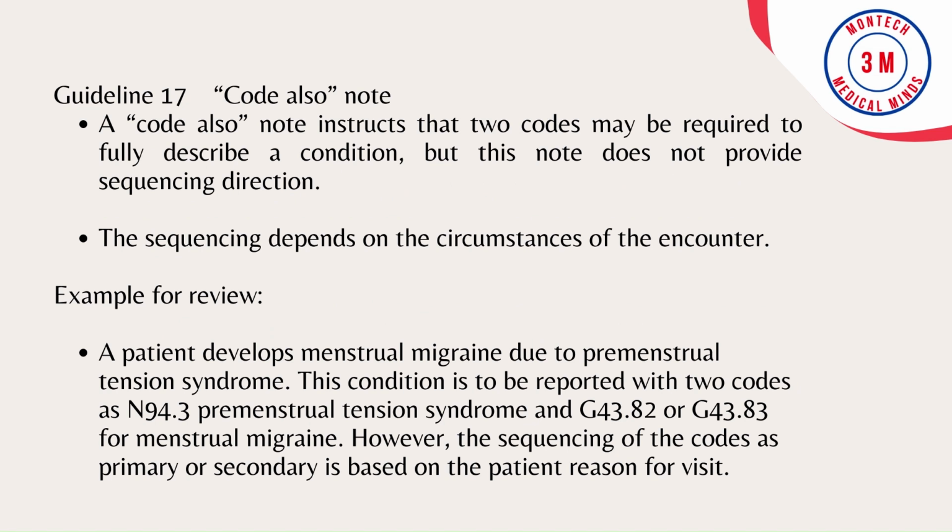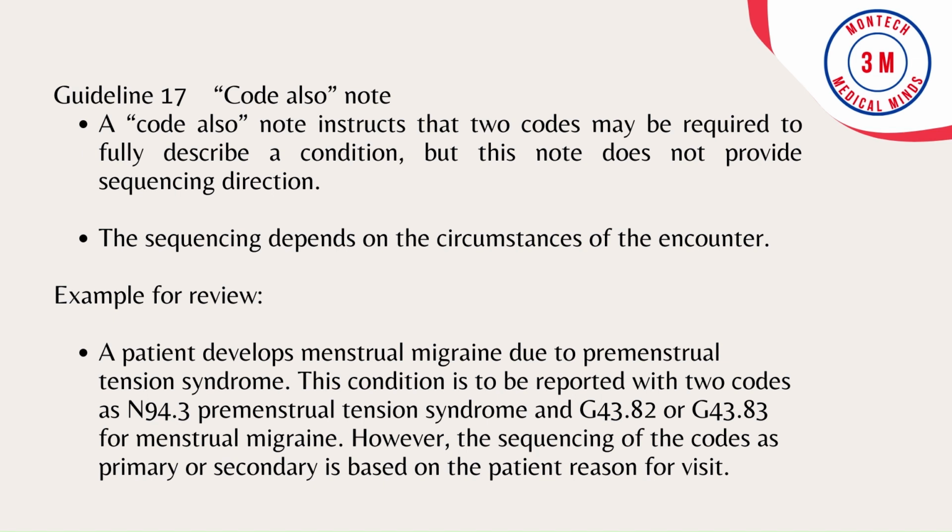Guideline 17, "code also" note. A "code also" note instructs that two codes may be required to fully describe a condition, but this note does not provide sequencing direction. The sequencing depends on the circumstances of the encounter.